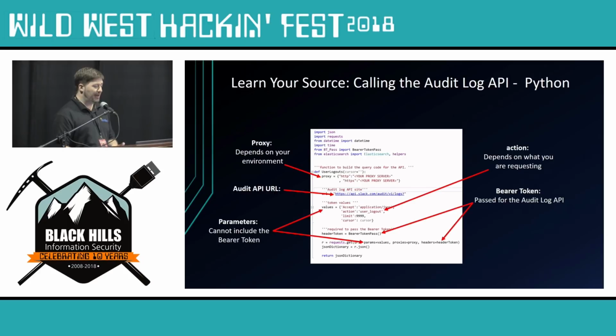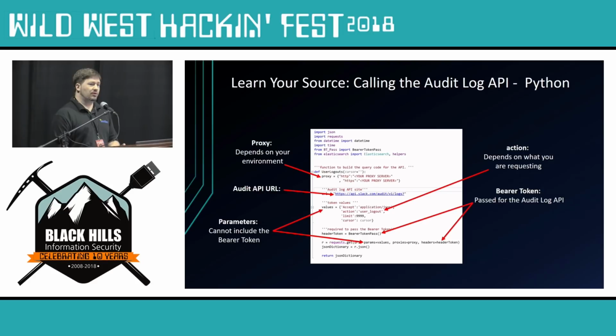So, calling the API in Python. We'll start with that one. That's kind of where we started. You're going to have your proxies if you're behind a proxy. Remember to include those. Your AuditLog API is not being called by your organization.slack. It's actually calling directly to api.slack.com/audit/v1/logs. That's important to note because when you pass the token, that's how it knows exactly what organization. It is not looking for you to pass the organization.